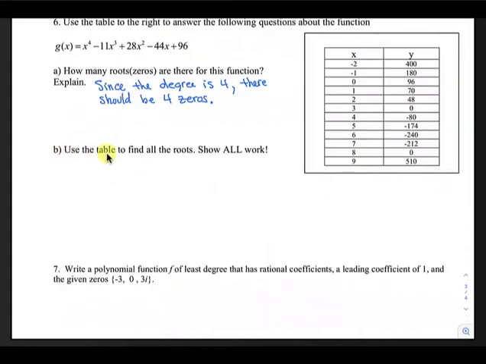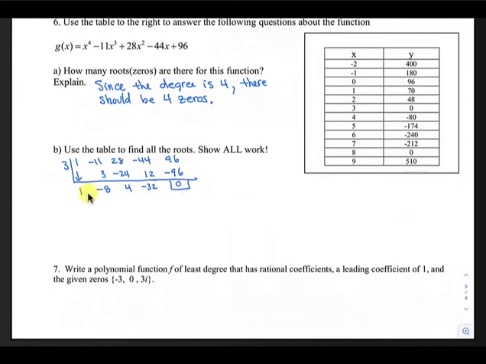All right, part B, use the table to find all of the zeros and show all work. Well, first, we know that from the table that 3 is a 0. So we use 3 in the synthetic process, and your coefficients are the 1, negative 11, 28, etc. We drop the 1 down. 1 times 3 is 3, minus 11 is negative 8, times 3 is negative 24, plus 28 gives us 4, times 3 is 12, minus 44 is negative 32, times 3 is negative 96, and the remainder is 0.